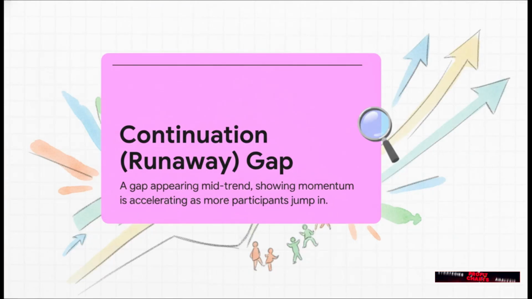Then there's the continuation gap, which some people call a runaway gap. This one shows up right in the middle of a trend, and it's an incredibly powerful confirmation signal. It's basically the market shouting that conviction is high, more and more people are jumping on board, and the current trend has plenty of fuel left in the tank.